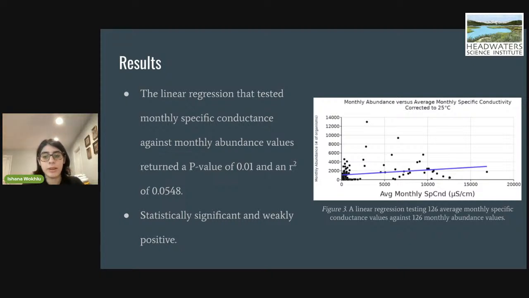Finally, the linear regression in Figure 3 that tested average monthly specific conductance against monthly abundance values returned a p-value of 0.01 and an r-squared of 0.0548. Again, this relationship is statistically significant, but only weakly positive.